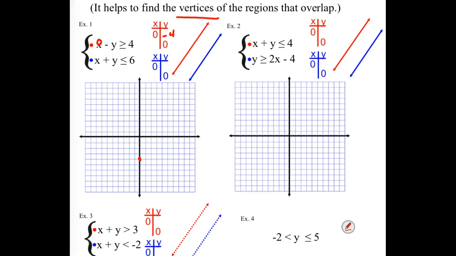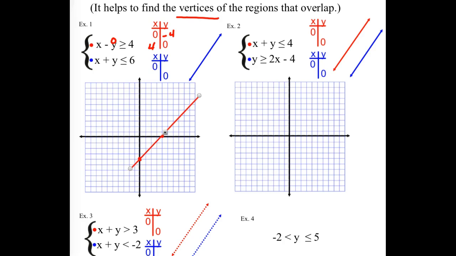If I put a 0 in for y instead, now I have that x has to be a 4. So my x-intercept is going to be a positive 4. All right, and then we want to connect those points with a line. Again, you want to try to be as precise as possible.